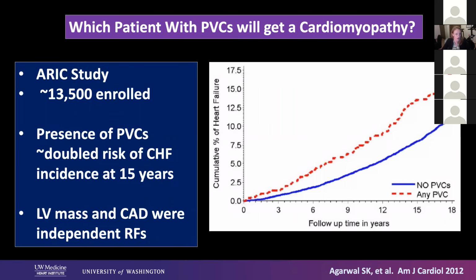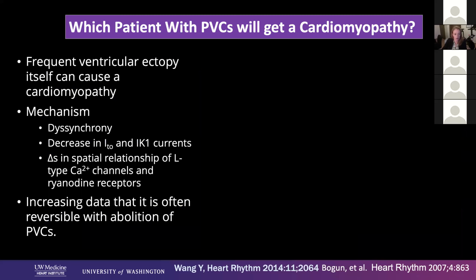This is the ARIC study, the atherosclerosis risk study that enrolled 13,500 patients and just followed them longitudinally. They looked at really extensive imaging and EKG and echo. They looked at whether or not patients had PVCs, and the presence of PVCs over time nearly doubled your risk of development of congestive heart failure. And this is very long-term follow-up, over 15 years. Blue line here being no PVCs, and red line being really any PVCs on Holter monitor. So we do know that there is an uptick. The question is, if you have an asymptomatic patient sitting in front of you with known frequent PVCs, will they develop cardiomyopathy?